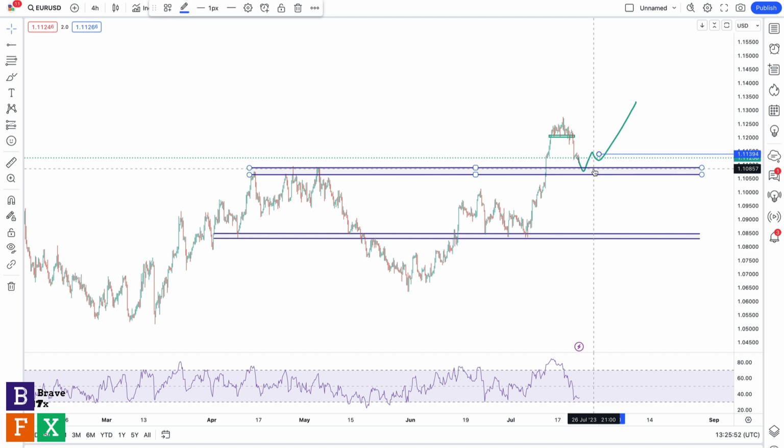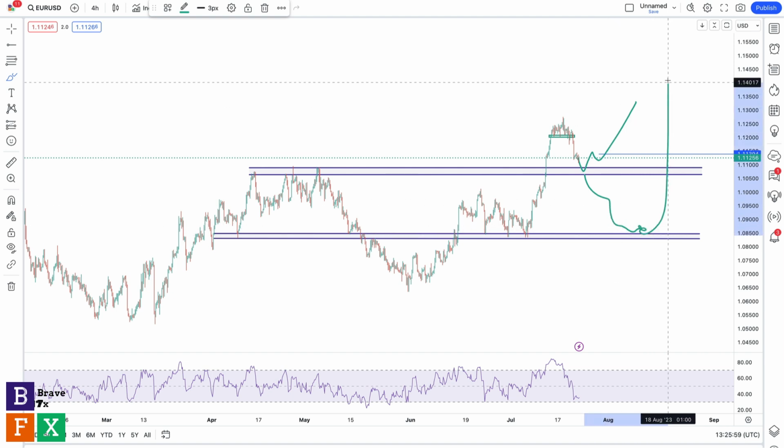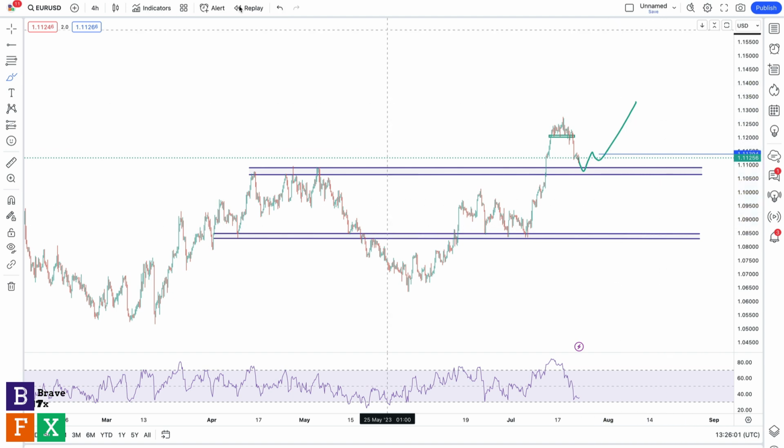So the reason why I'm doing this is because we have enough room here for price to experience some sort of reversal before we go higher, since this is still a valid bullish trend. I hope you get the point.